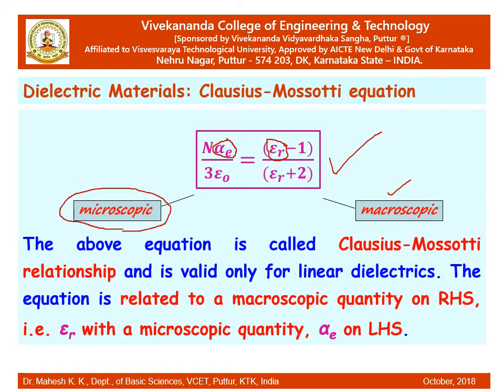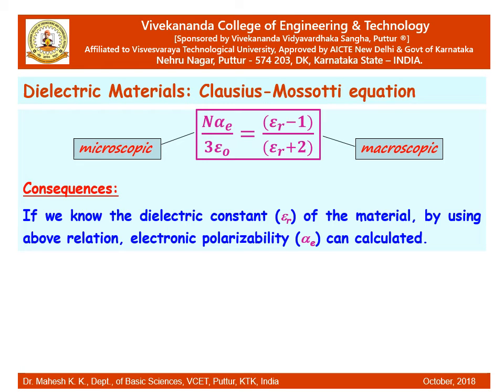So the equation relates a macroscopic quantity on the right hand side to a microscopic part on the left hand side. The importance of the Clausius-Mossotti equation is that if you know the dielectric constant of the material, that is epsilon r, and substitute it in this equation, with epsilon naught being the universal constant, then we can get alpha_e, which is nothing but the electronic polarizability of the material.